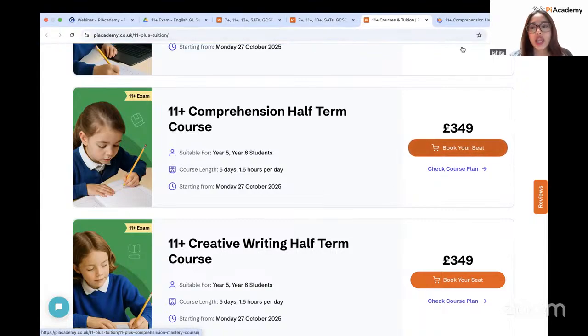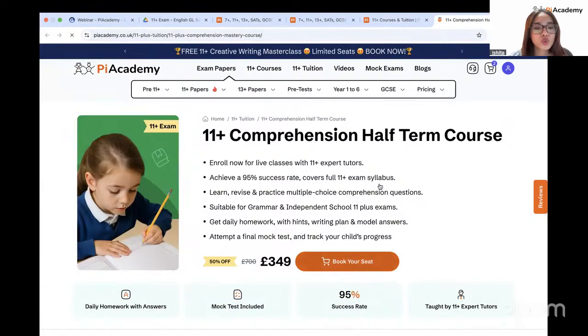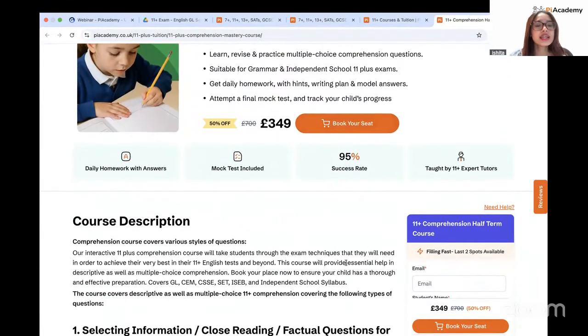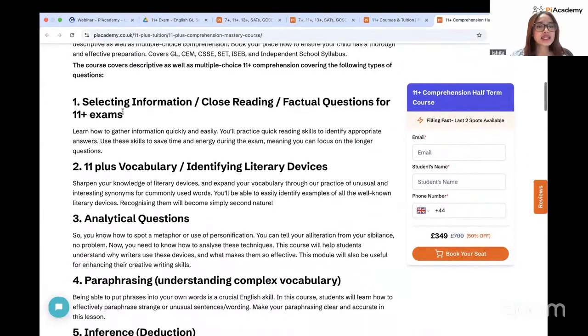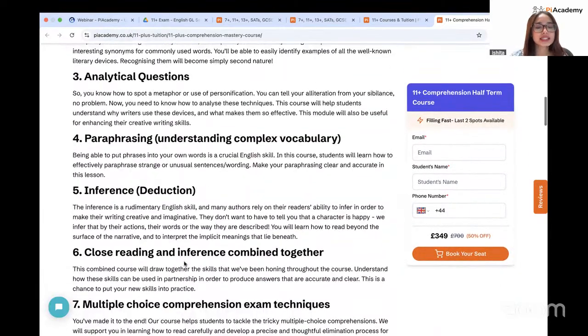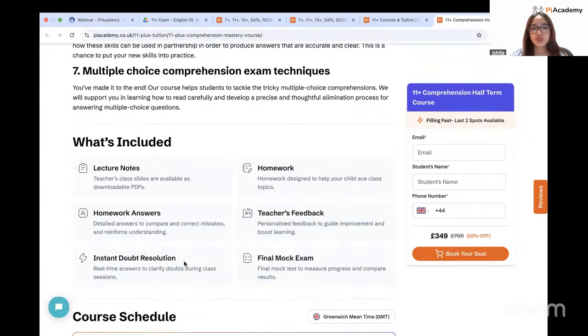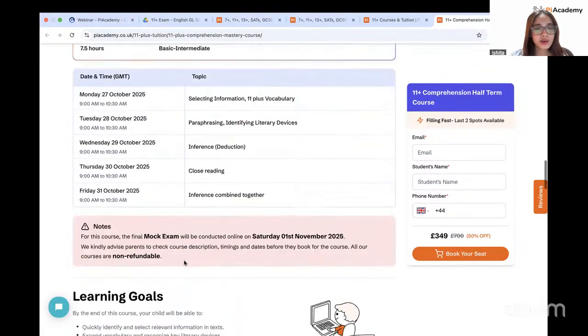If you click on check course plan, you will get more details here as well. So we're offering daily homework with answers. We're including mock tests as well because it's really important that you get actual first-hand practice as well. And as I mentioned, we're going through all the tricky type of questions in this as well. The full syllabus will be covered here.